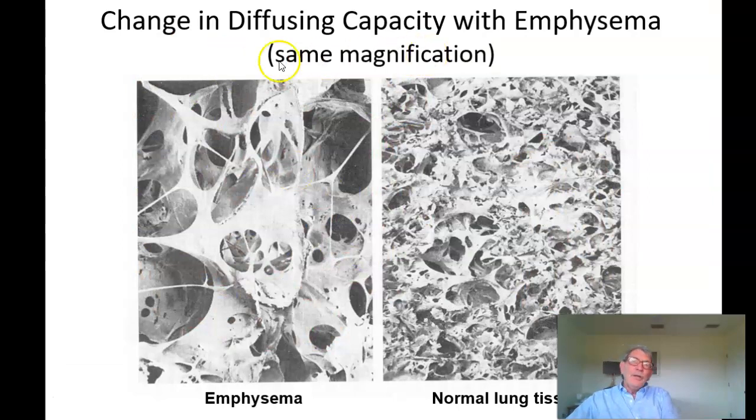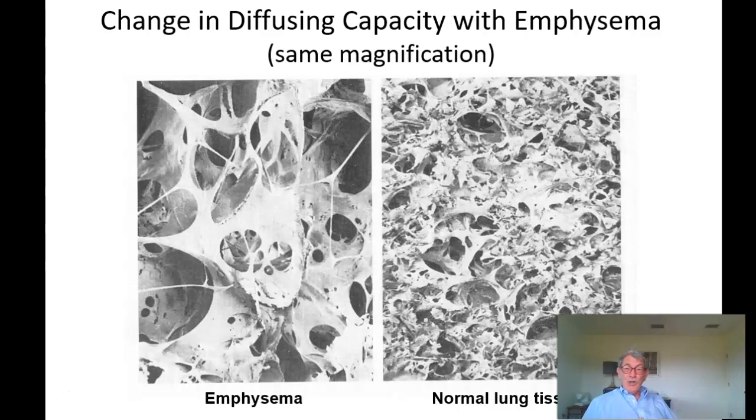Now, your diffusing capacity can change a lot with disease. This is the same magnification, but this lung has emphysema. This is a nice dense sponge with lots and lots of alveoli, lots of tissue, lots of membranes, lots of blood vessels in here to cross over. Here, a lot of it is just absolutely dissolved away.